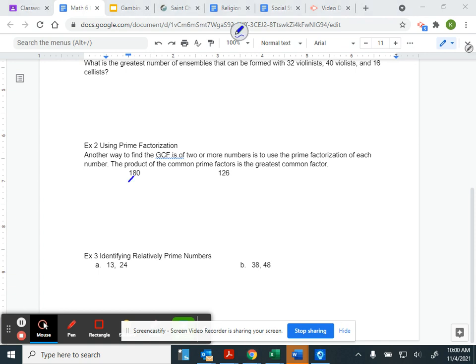So if we have 180, that would be 2 times 90. 2 is a prime. 90 is 2 times 45. 2's are prime. 45 is the 5 and the 9. 2's are prime. 5 is prime. 9 can be broken into 3 and a 3.